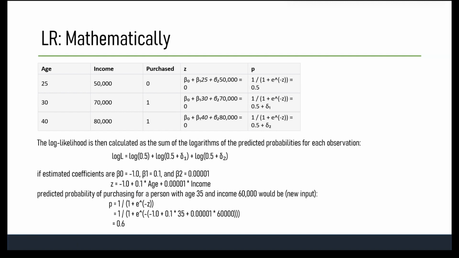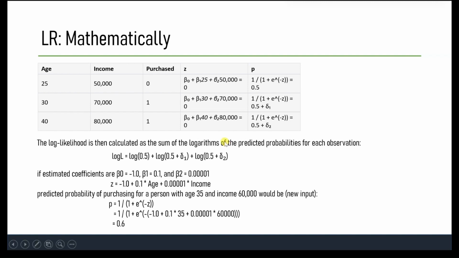The predicted probability of purchasing for a person with age 35 and income 60,000 would be p equal to 1 by 1 plus e to the power minus z. You have to just put the values that we have got here. You have to put the value of z directly here. And the outcome we will get is 0.6. So the model predicts a 60% chance of the person purchasing the product based on their age and income.